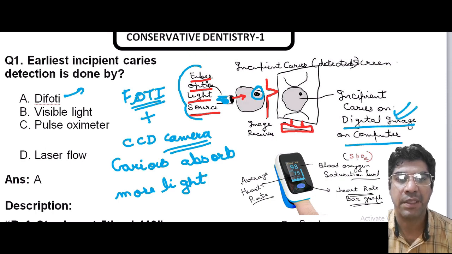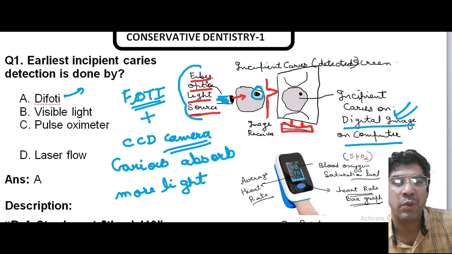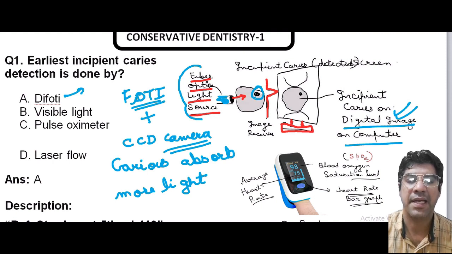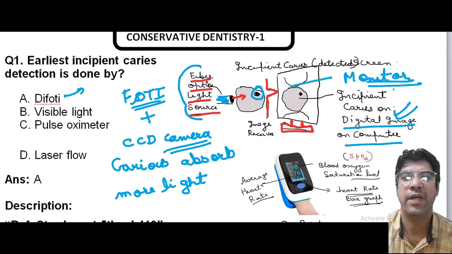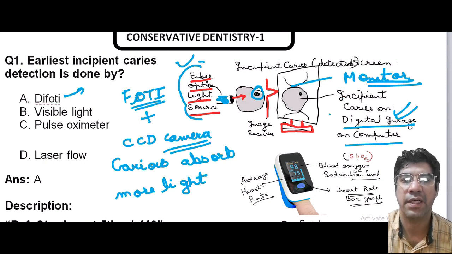So in the computer system, the captured images are processed. A receptor with photocells converts the photon energy into the electrical energy that is transmitted to a video processor that converts the electrical signals into color, which are displayed on this monitor. So DIFOTI consists of a handpiece, that is the fiber optic light source, one for examining the occlusal surface of teeth and other for inspecting the smooth surface and interproximal areas. The system is connected to a computer that captures and stores the resulting digital image for analysis.